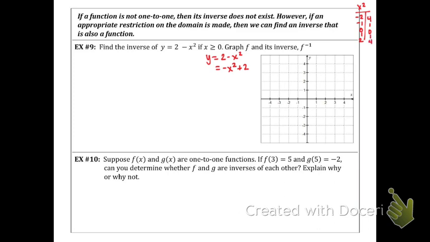It has that as a table. And so for this one, we can see that we're going to take our y's times negative 1, and then we're going to add 2. So my x's are going to stay the same, and my y's will multiply by negative 1 and add 2.